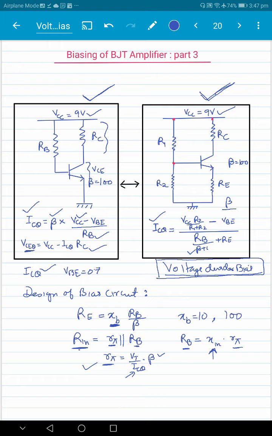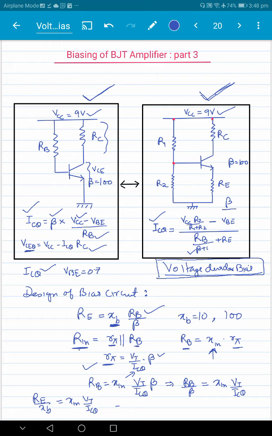So what we can do is as follows. RB is Xn times R pi, right? So we can write RB is Xn times Vt by ICQ times beta here. And this one we can write as RB by beta equals Xn Vt by ICQ. Now RB by beta we can take from here: RB by beta is RE by XB. So we get here RE by XB equal to Xn Vt by ICQ.